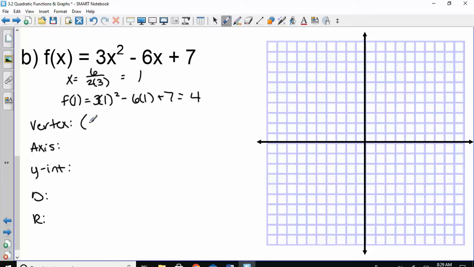So how would I write my vertex? (1, 4). Alright, so I can plot that. Axis of symmetry, x equals 1. Okay, y-intercept, if I plug in 0 for all of my x's, we get 7. So I reflect that over to the other side of my axis.